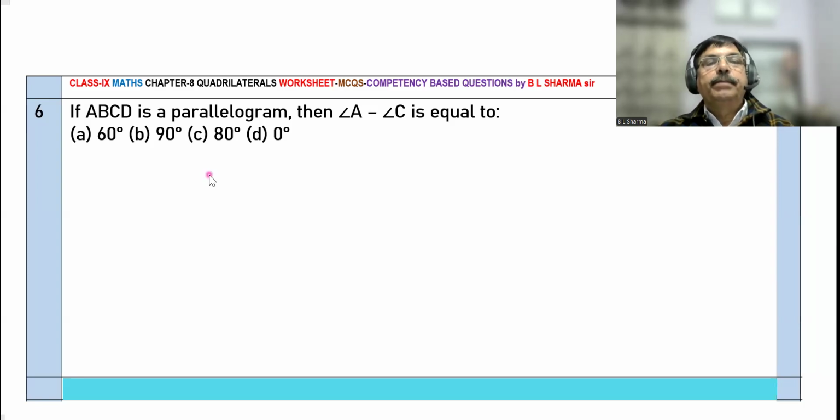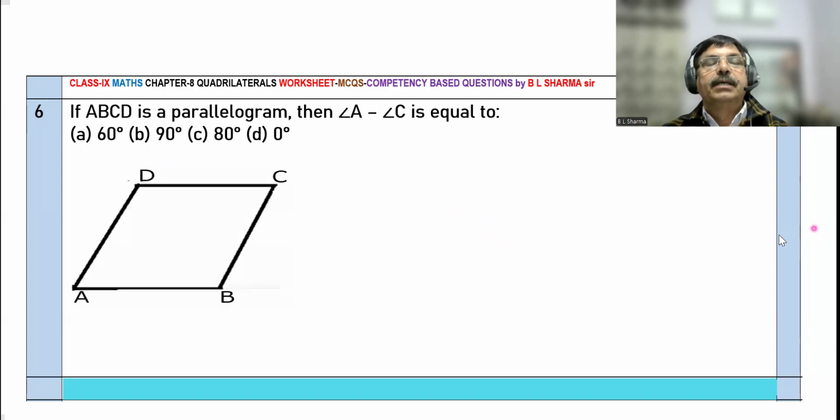ABCD is a parallelogram, and then what about angle A minus angle C? Is equal to 60 degree, 90 degree, 80 degree, or 0 degree? We have to visualize it. This is parallelogram ABCD. We know opposite angles of a parallelogram are equal, means angle A is equal to angle C. Angle B is equal to angle D. So angle A minus angle C, because these are equal angles, so their difference will be equal to 0. So D is correct option.